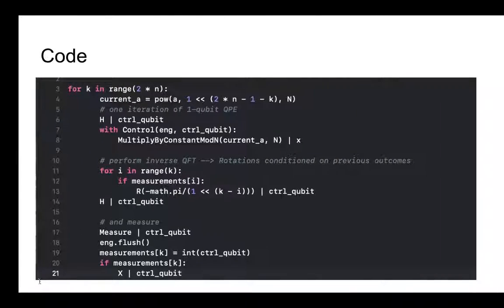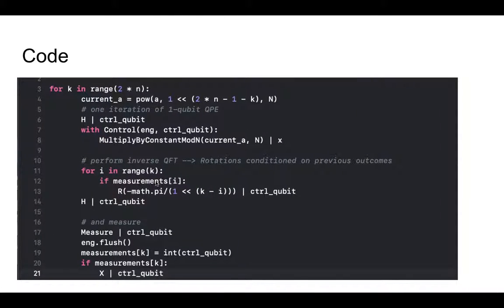That's the implementation. So this is the most important part of the code, which executes the 2n modular multiplications conditioned on a control qubit. That's the control qubit in a uniform superposition of 0 and 1. The control qubit is then measured after performing the semi-classical inverse quantum Fourier transform, and the measurement outcome is saved in the list measurements, followed by a reset of the control qubit to state 0.